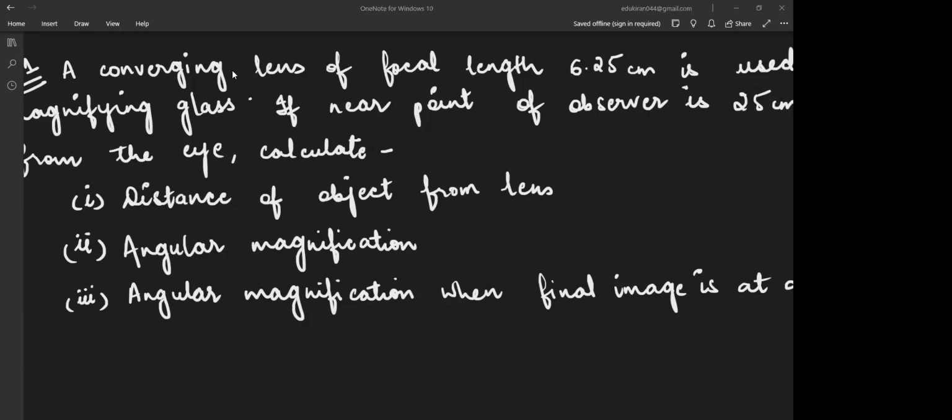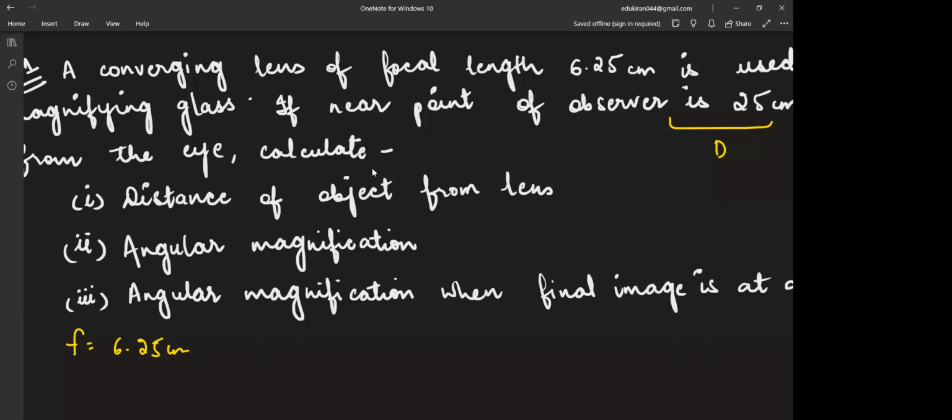See, this question says the converging lens of focal length 6.25 centimeters. So what's the focal length given? Focal length is 6.25 centimeters, used as a magnifying glass. If near point of observer is 25 centimeters, near point, so you already know this is mentioned in the question. It can happen that this is not mentioned. This is D, capital D, the distance from which you are able to see the object clearly.